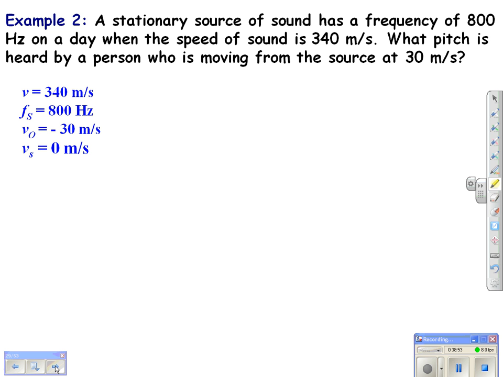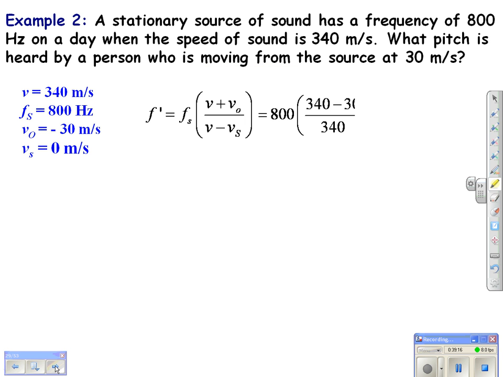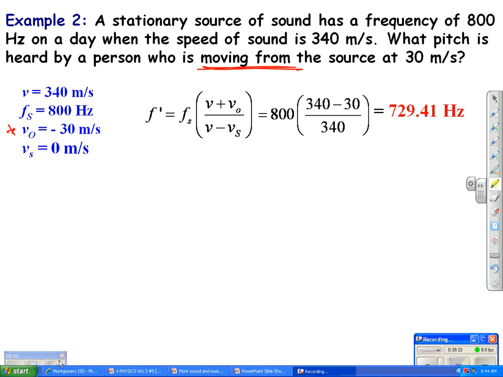All right. So our variables would be as follows. We have our speed in air, which is 340 meters per second. We have our source frequency, excuse me, of 800 hertz. We have our, now why did I make this negative? Because it's moving from the source. So it's moving away. So we can plug it in. Now why don't I have anything else on the bottom? Because it's minus 0. Okay.